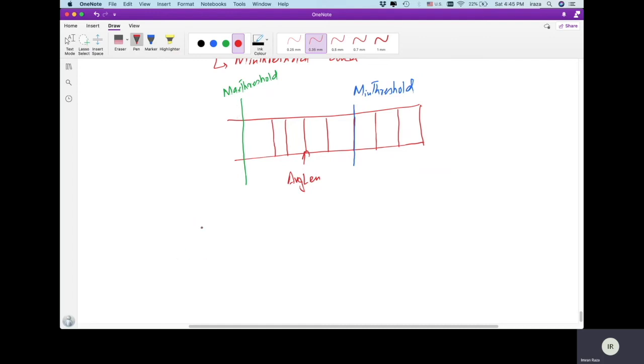So how does RED calculate the average length with this minimum and maximum threshold? If average length is less than or equal to the minimum threshold, then obviously queue the packet.